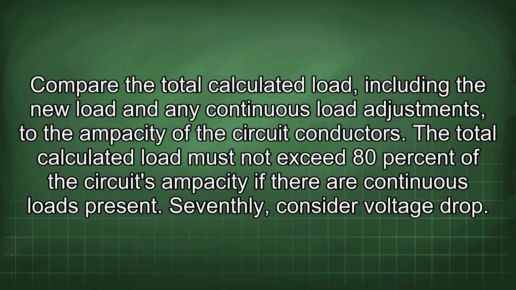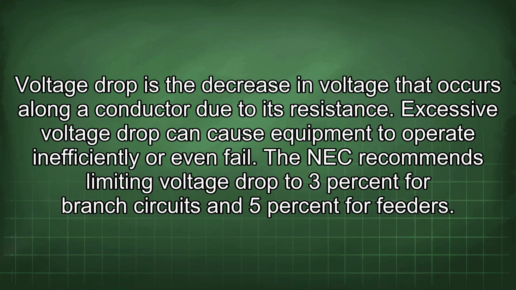Seventhly, consider voltage drop. Voltage drop is the decrease in voltage that occurs along a conductor due to its resistance. Excessive voltage drop can cause equipment to operate inefficiently or even fail. The NEC recommends limiting voltage drop to 3% for branch circuits and 5% for feeders.